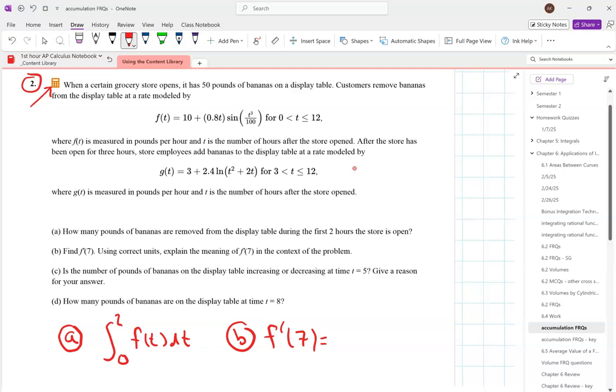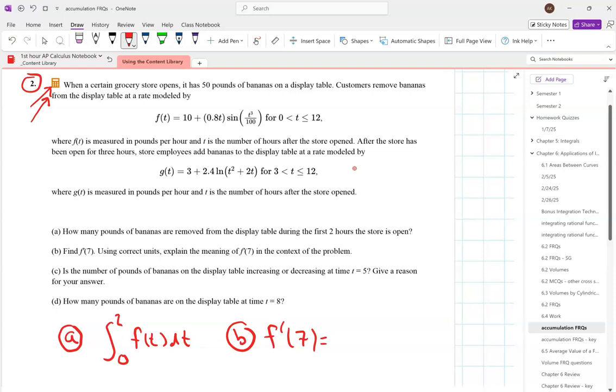Using correct units, explain the meaning of f prime of 7 in the context of the problem. How would I calculate f prime of 7? I'm typing it into my calculator. I'm not doing the derivative by hand. You could. I'm not. I will not have the time on the AP exam to do things by hand when I could do them with my calculator.